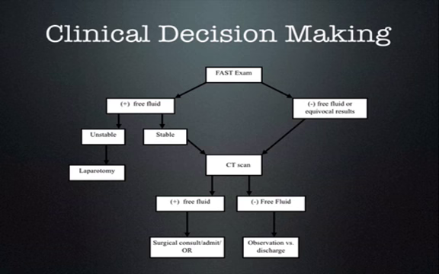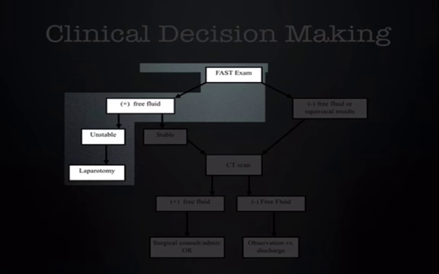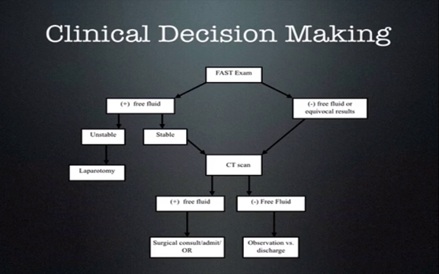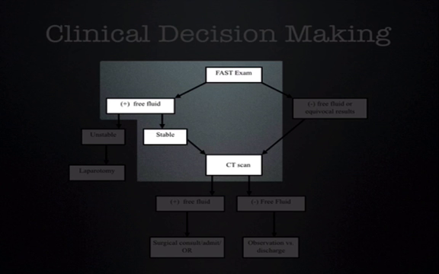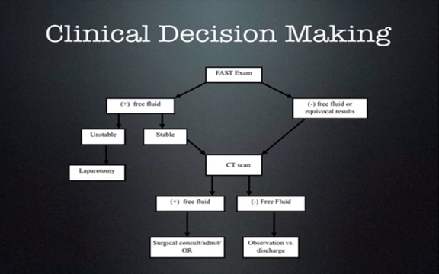You get a trauma patient comes in, you do a FAST exam. You find free fluid. The patient's unstable, you need to go to the OR. You find free fluid and the patient's stable, you still need to get a CT scan, but you're probably going to expedite that at this point. And then you're going to deal with whatever injuries you find. If you do a FAST exam and the results are equivocal or negative, you're still going to do a CT.